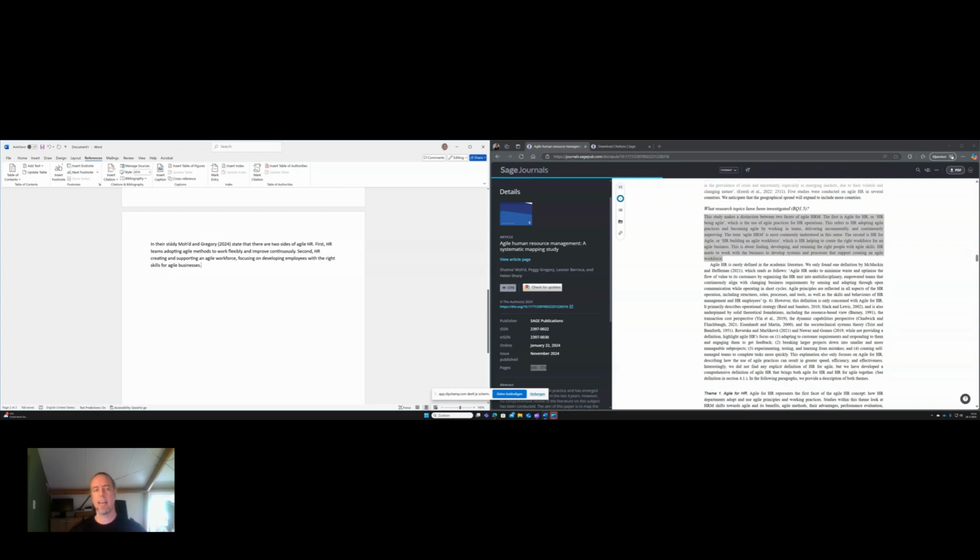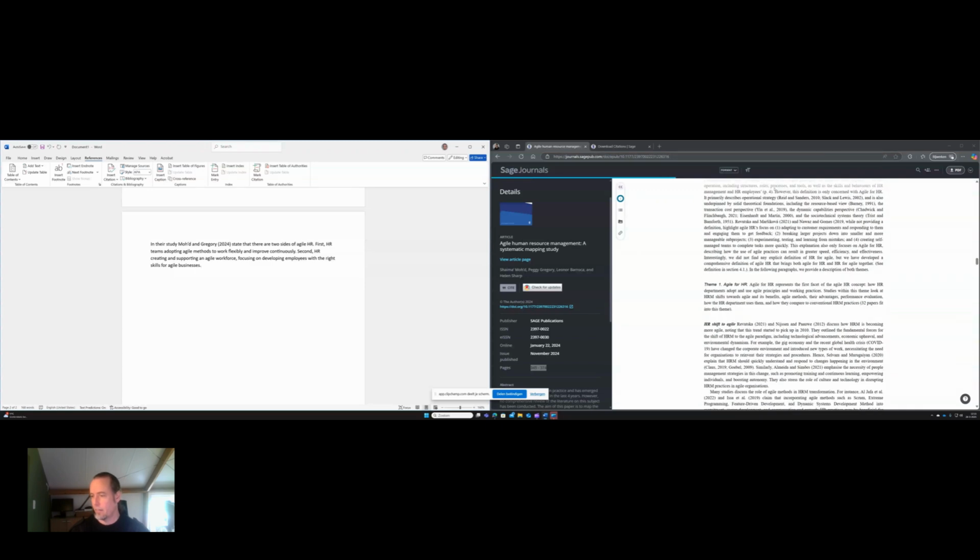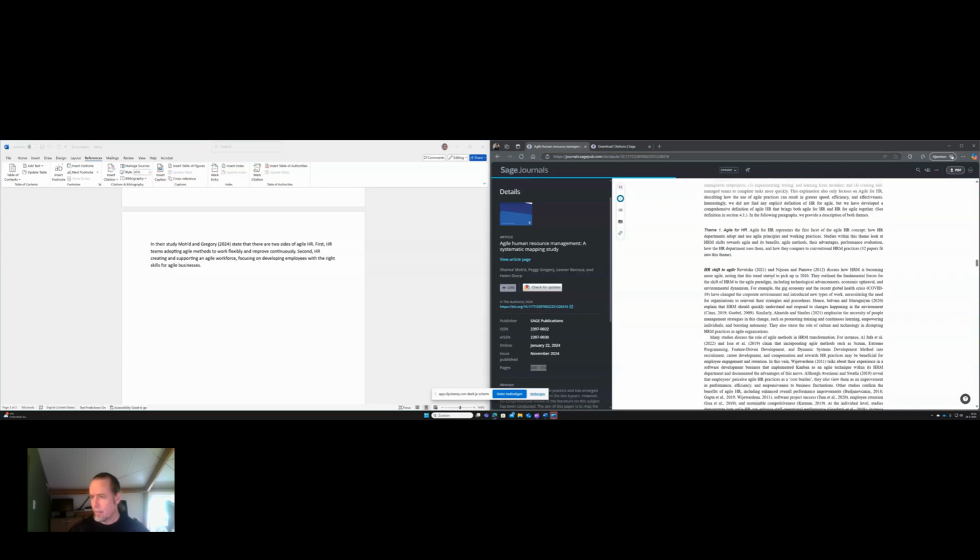Now this is just an example of a paraphrasing, but you will find that in most scientific papers or otherwise, especially when using APA, we use a lot of paraphrases. Take a look at this document on the right again. There you go. HR Shift to Agile, Ravatka 2021 and Nijssen and Bauer 2022 discuss how HR is becoming more agile. If you read this, you know for a fact that they are referencing Ravatka, Nijssen and Bauer, what they're saying, and that these people actually say the same thing in their own words.